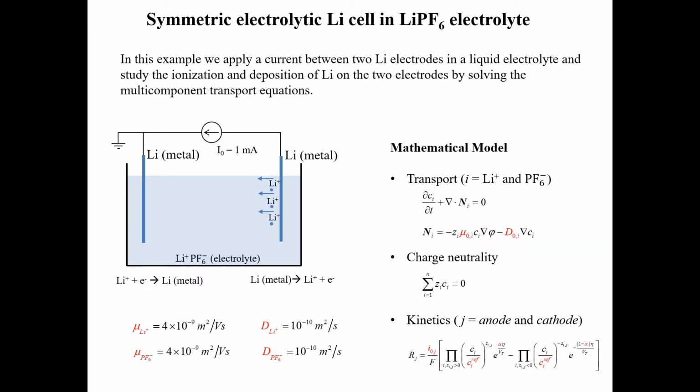In this diagram we see the cell, and based off the direction of the current we see that the lithium ion plus is going to be moving from the right to the left. So it's going to be leaving the right plate and depositing onto the left plate. Below that are the constants or parameters that we'll be using for the materials, and to the right of that are the mathematical equations that govern this entire process.